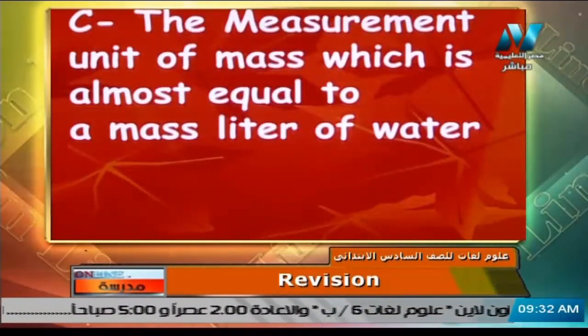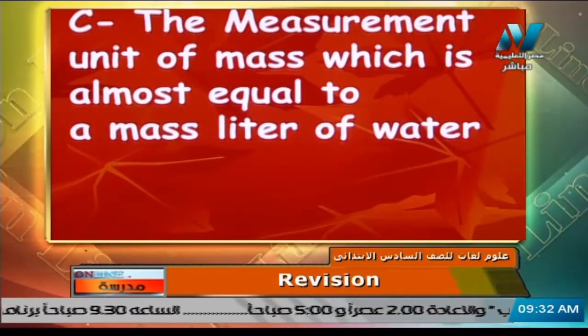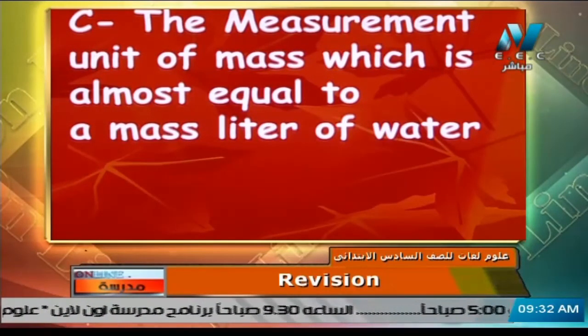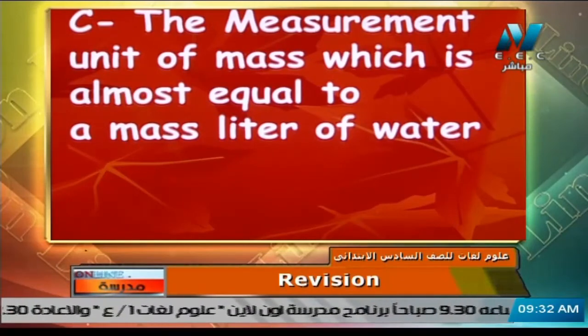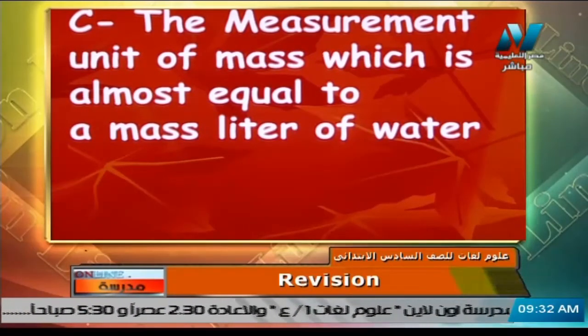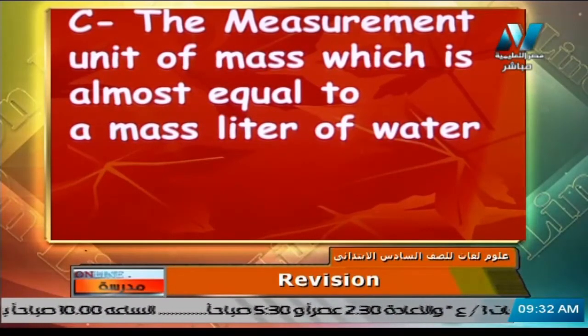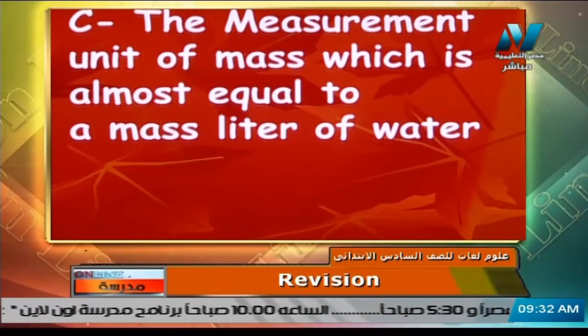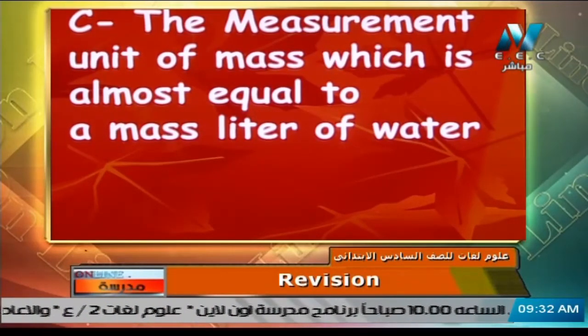The measurement unit of mass. هنا بيطلب مني وحدة قياس الماس. طبعا عندنا أكتر من حاجة. عندنا جرام، عندنا كمان كيلو جرام، وعندنا طن. بس هنا في السؤال ده بيحدد لي بيقول لي which is almost equal to a mass liter of water. بتساوي تقريبا كتلة لتر مية. يبقى هنا ما اقدرش اقول غير كلمة كيلو جرام.